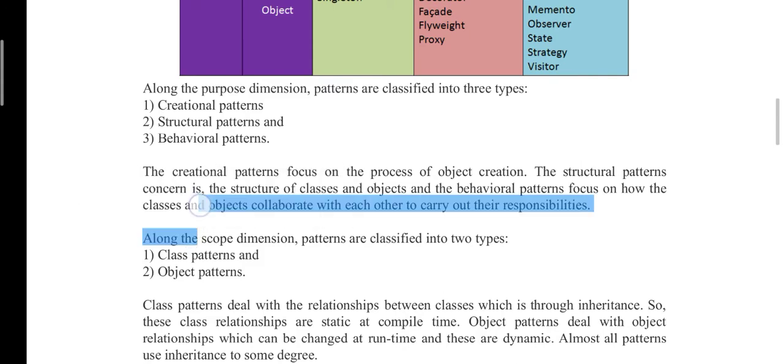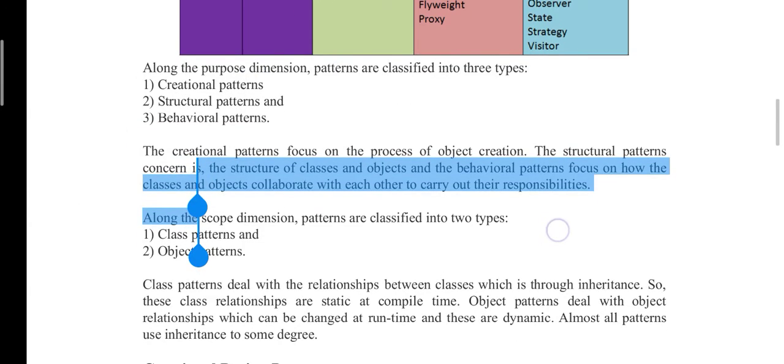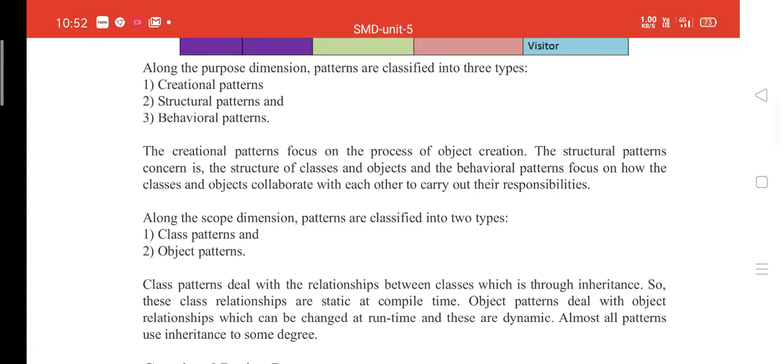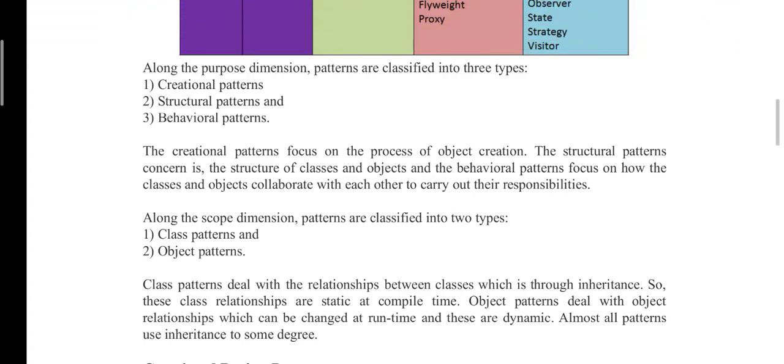What the class pattern does is it deals with the relationships between classes, which is through inheritance, and so these class relationships are static at compile time. Again, class patterns deal with the relationships between classes through inheritance, so these class relationships are static at compile time. Object patterns deal with object relationships which can be changed at runtime. Okay, object relationships can change at runtime, but class relationships are static at compile time. Almost all patterns use inheritance to some degree.